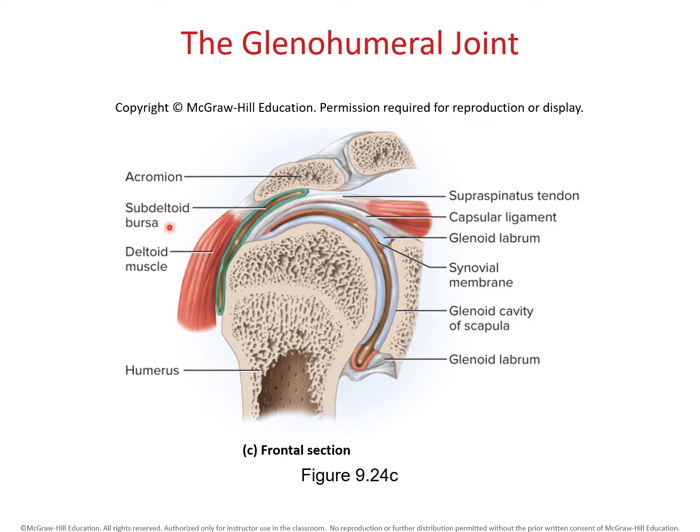Here you can see the subdeltoid bursa. Okay, so subdeltoid bursa, it's underneath the deltoid muscle and underneath the deltoid tendon. And I think that's all that's good for us to look at on that image.